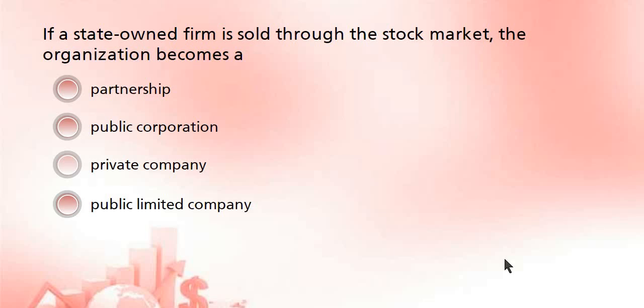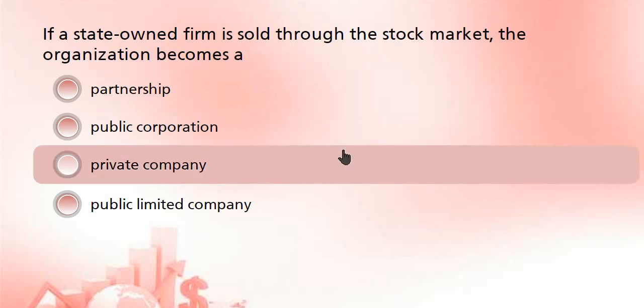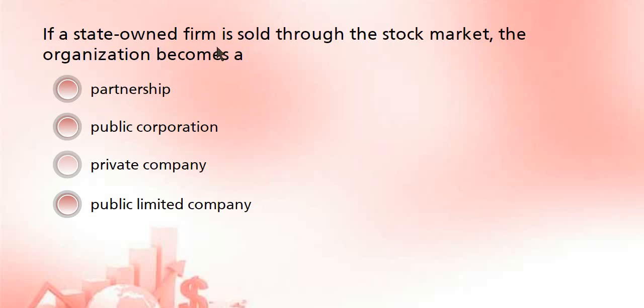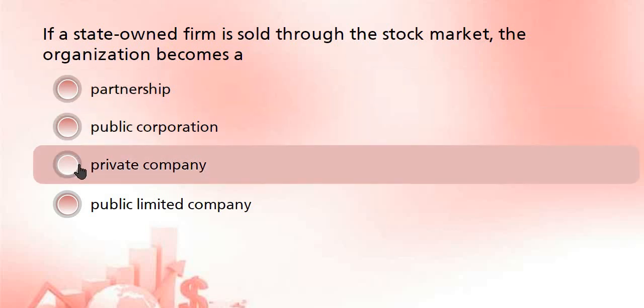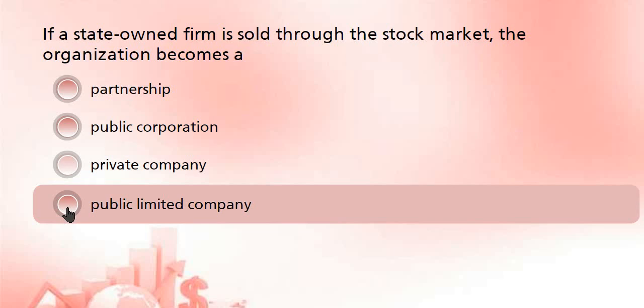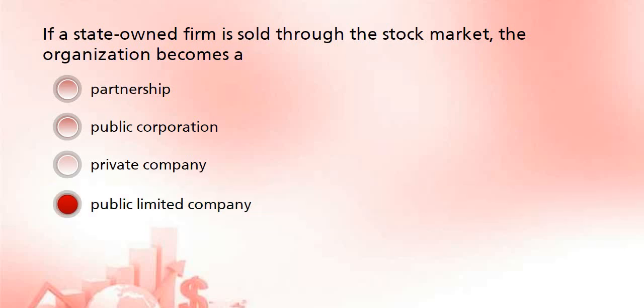Question 23. If a state-owned firm is sold through the stock market, the organization becomes A, partnership, B, public corporation, C, private company, D, public limited company. The right answer will be public limited company, which is D. This is because a state-owned firm becomes a public limited company if it is sold through the stock market.